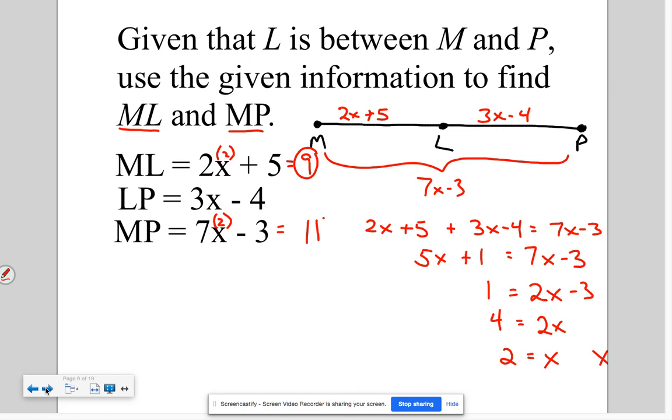Okay. Now I look at this and I'm like, I don't know if that's right, because it looks like LP might be more than 2, and I know 9 plus 2 needs to equal 11. Let's just plug in 2 here for LP just to make sure. 3 times 2 is 6. 6 minus 4 does equal 2. So that helps check out that we did the problem correctly.